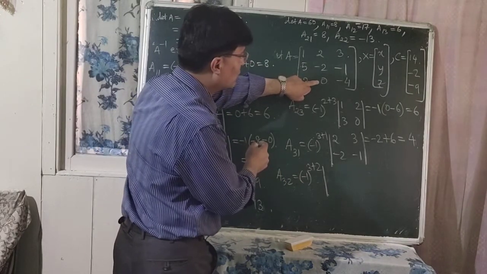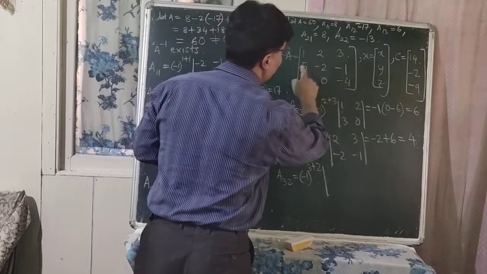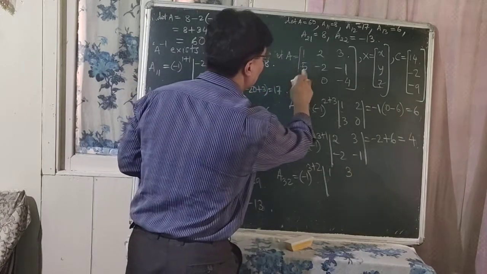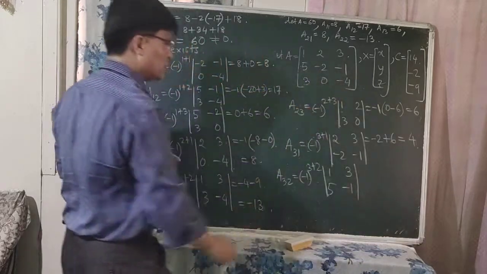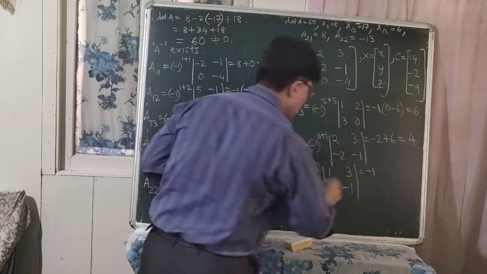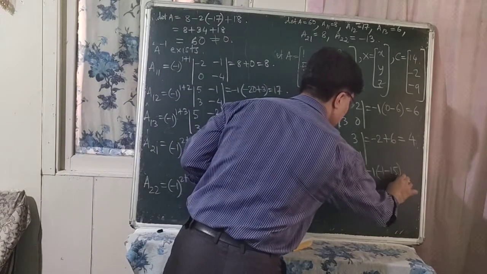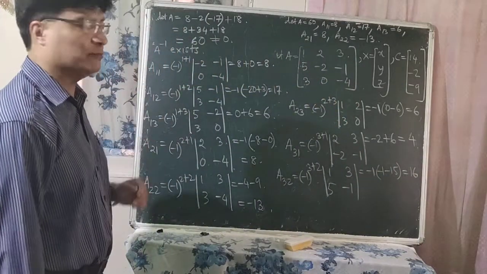Now delete the row and the column of the element 0. Third row and second column are deleted. 1, 3, 5, minus 1. Okay? So what is minus 1 whole to the power 5? It is minus 1 always. And within bracket, minus 1 minus 15, which is equal to minus 16, so plus 16.